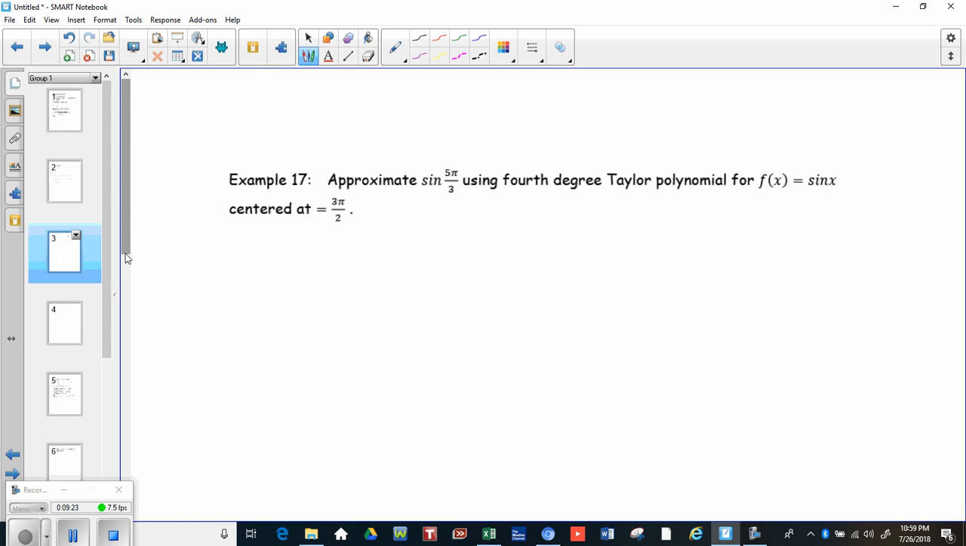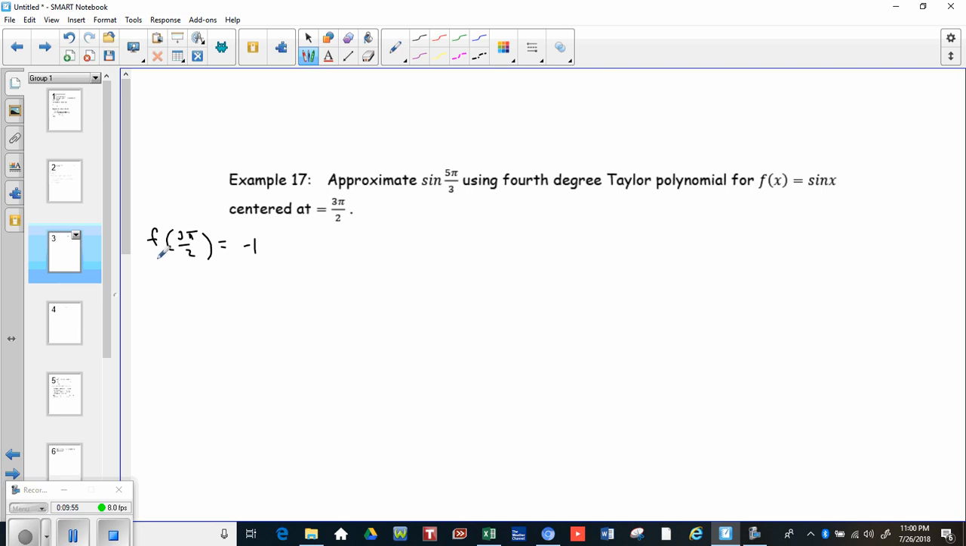Next example. We want to approximate sine of 5 pi thirds using a fourth degree Taylor polynomial for sine of x centered at 3 pi halves. So again, this is centered at 3 pi halves. We cannot use the standard Maclaurin, so we have to develop this one ourselves. So the first thing is the function evaluated at the center. Sine of 3 pi halves, of course, is negative 1.